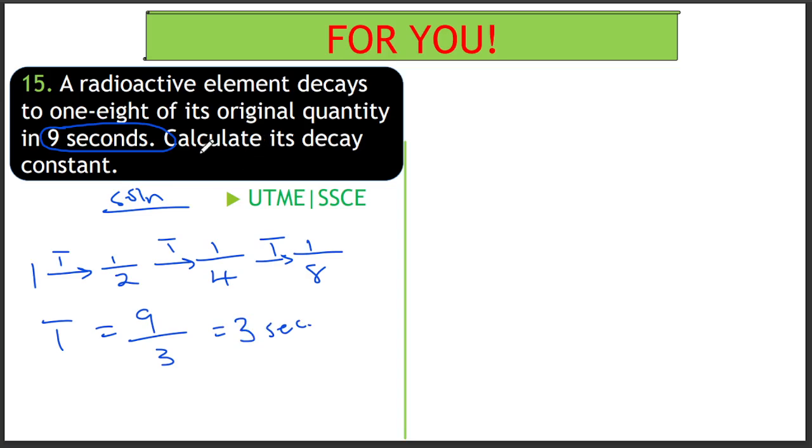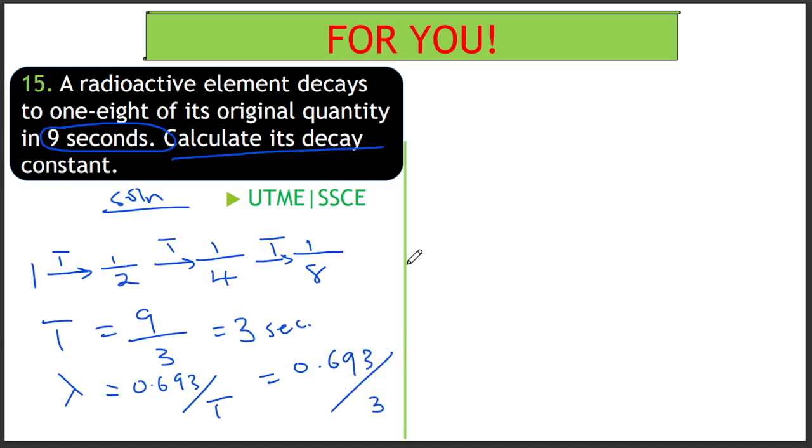But the question says we should calculate the decay constant, not the half-life. So again, decay constant is 0.693 divided by the half-life, which is 3. This will give us 0.231. Again, the unit will be what? Per second.